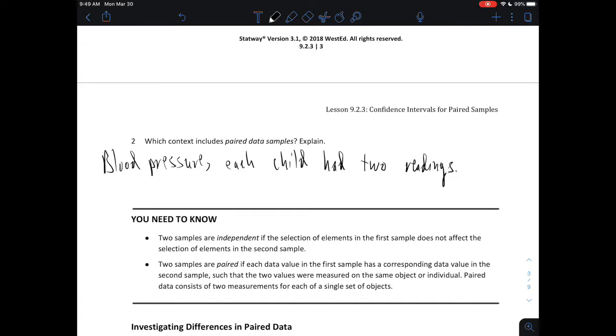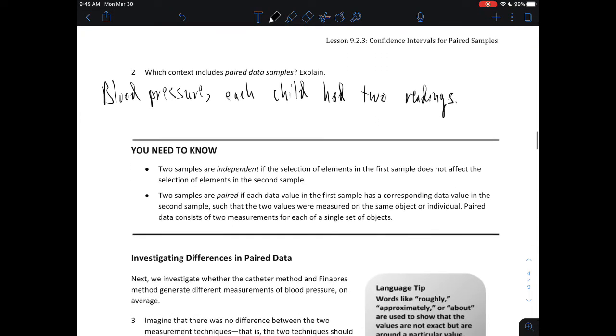So summarizing what we just looked at, two samples are independent if the selection of elements in the first sample does not affect the selection of elements in the second sample. Two samples are paired if each data value in the first sample has a corresponding data value in the second sample, such that the two values were measured on the same object or individual. Paired data consists of two measurements for each of a single set of objects.